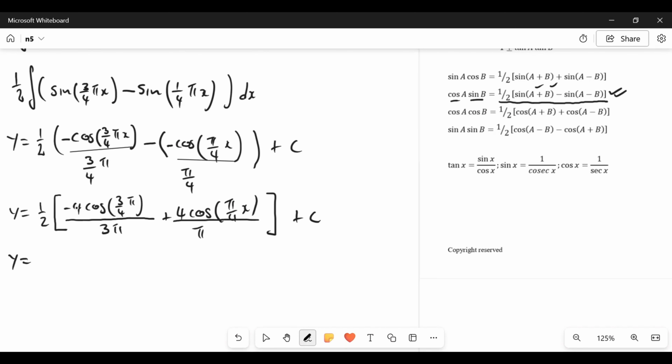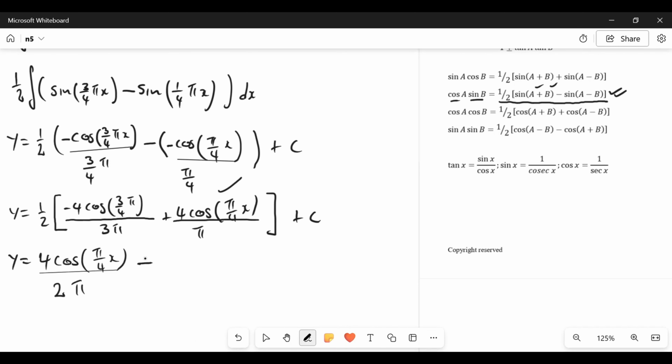You need to get rid of the bracket by multiplying with this half throughout. Let's start with this one here. It's going to be 4 cos open bracket pi over 4x close bracket. On the denominator, we have this 2 multiplied by pi, which is 2 pi. Then we continue. Minus, because this one here is minus. Then we multiply by 1 on the numerator.